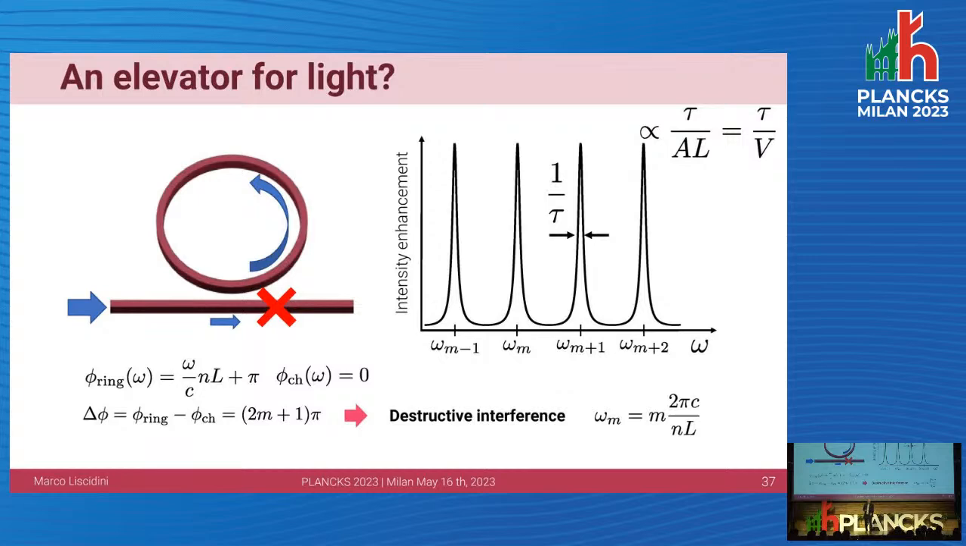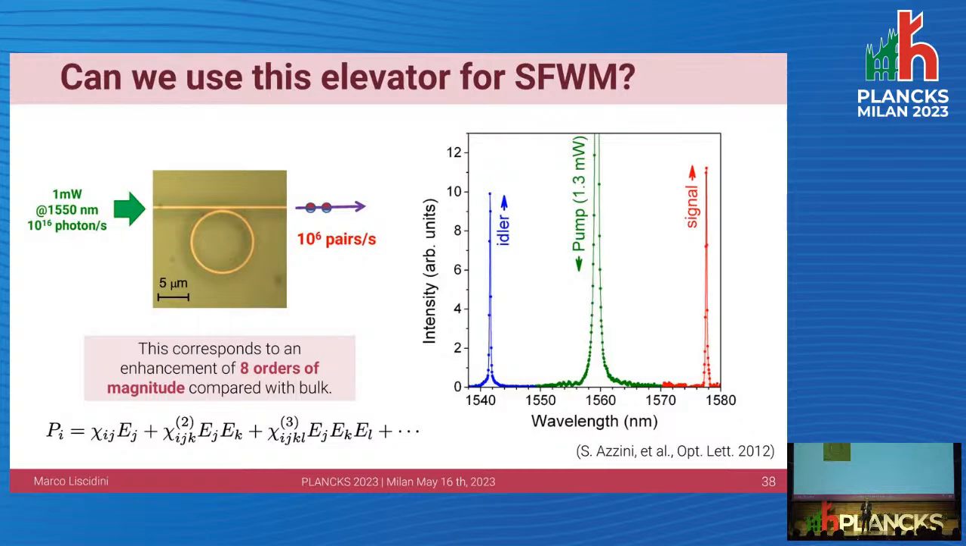The dwelling time, the time that light spends in the elevator, is precisely the inverse of the line width. It's not proportional, it's precisely the inverse of the line width. And the peak will be proportional, in this case, to tau divided by V, exactly like in the elevator. So what you can do is take a real ring now. This is a ring of silicon, 5 micron radius. It's a tiny ring, okay? Ready? And you can inject now, again, the same amount of photons as before. And now I get 10 to the 6 pairs per second.